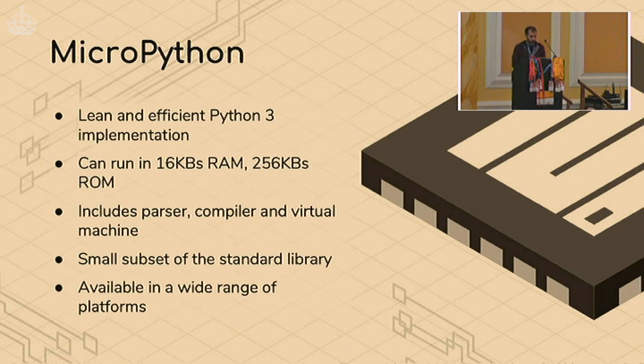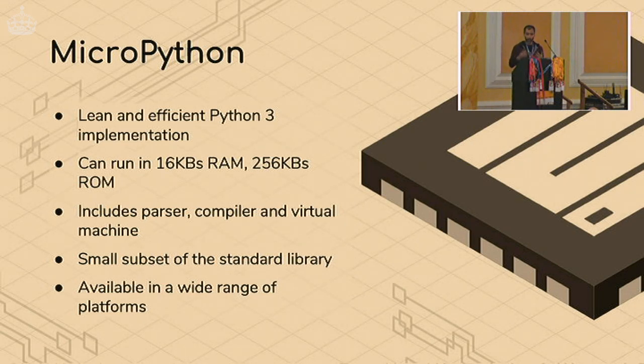What's MicroPython? Well, it's a lean and efficient reimplementation of Python 3. It's been created by Damien George, and it has been designed from the ground up to be efficient in memory-constrained devices. It can run in things as small as 16 kilobytes of RAM and 256 kilobytes of RAM. This is tiny, and the really cool thing about MicroPython is that it's able to pack the parser, the compiler, and the virtual machine.